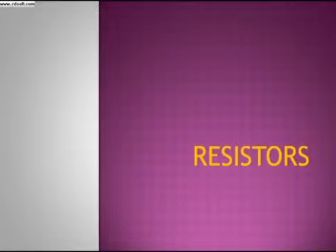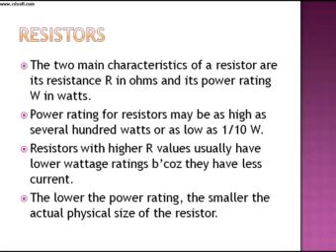Today's class is about resistors and its types. Let us see what all the types are. Two main characteristics of a resistor are its resistance, which is represented in ohms, and its power rating, which is represented in watts.